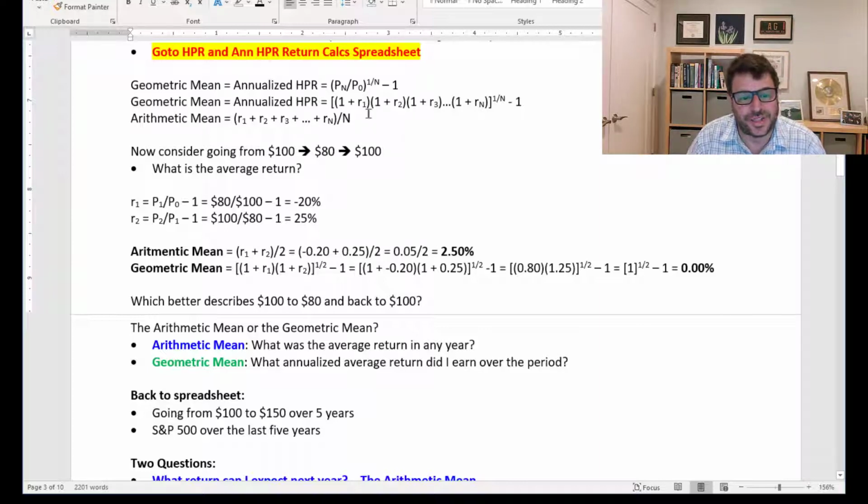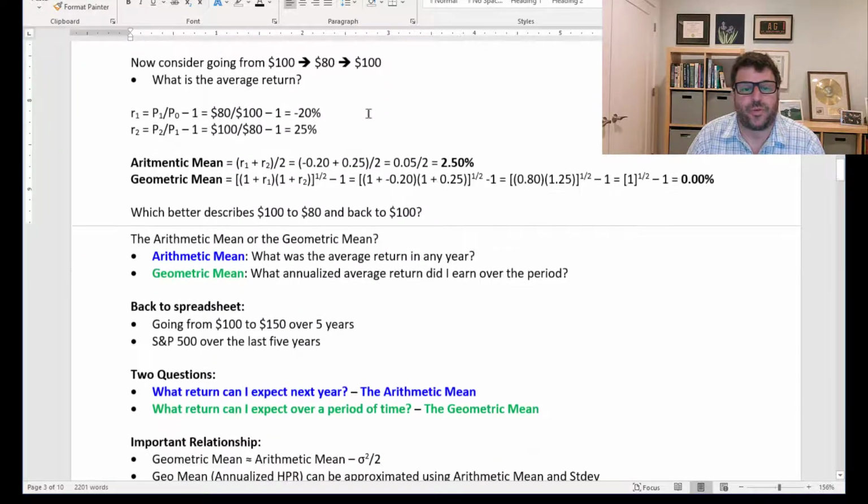Okay, let's talk about the difference between these. What does it mean? And we'll do another example. We'll talk about going from $100 at time 0 to $80 at time 1, and then back to $100 at time 2. And so that's the question. What happens if I go from $100 to $80 and then back to $100? And let's go back to the spreadsheet and see what this looks like.